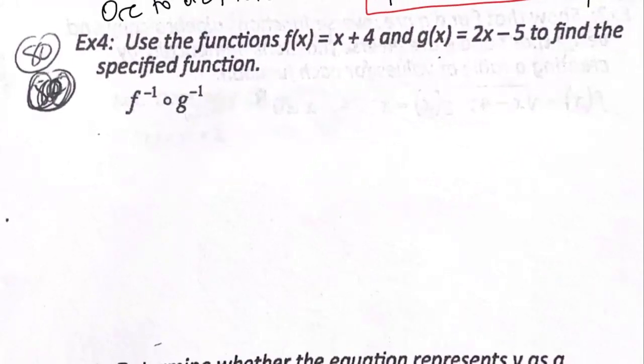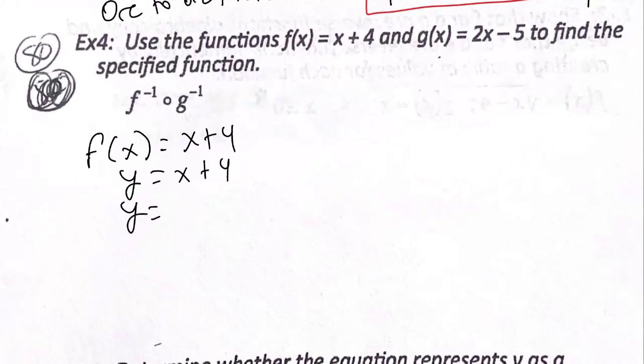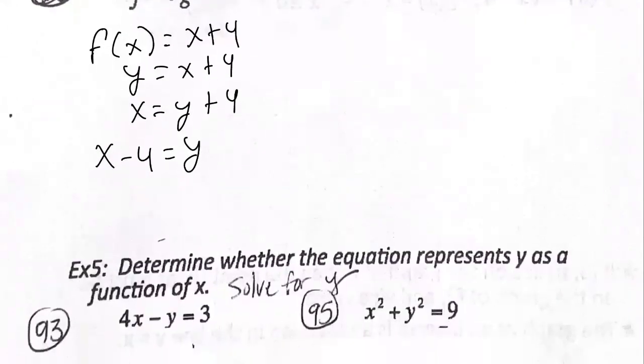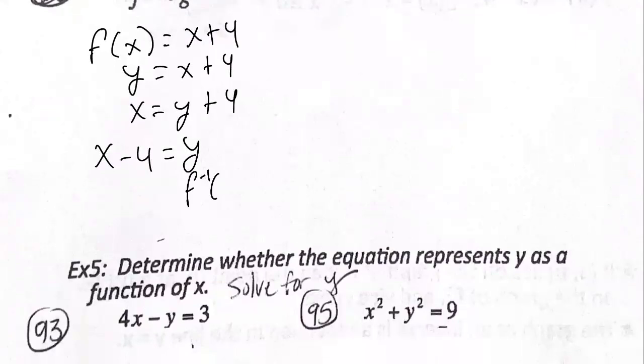f of x equals x plus 4 and g of x equals 2x minus 5. Find the specified function: the inverse function of f and the inverse function of g. So first things first, we've got to find the inverse function. y equals x plus 4, you flip it. Oops, did not flip it. Solve. y equals x minus 4, f inverse. So the inverse function of x plus 4 is x minus 4.